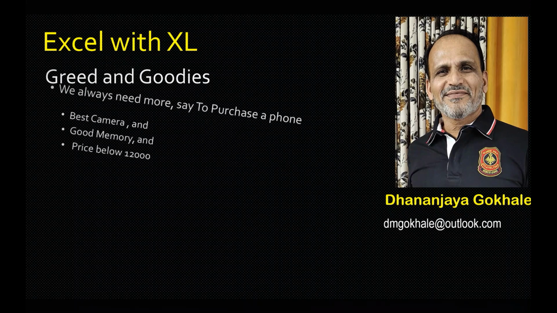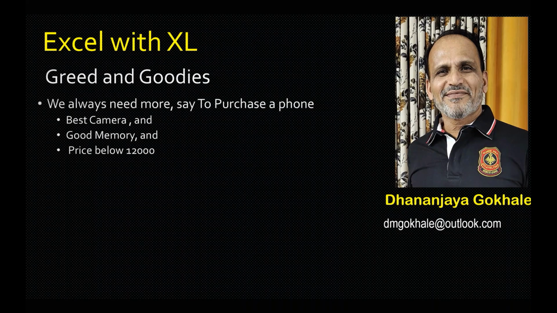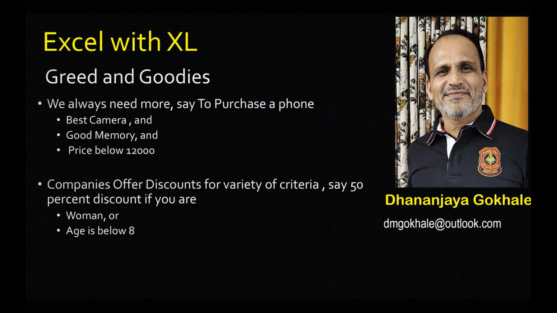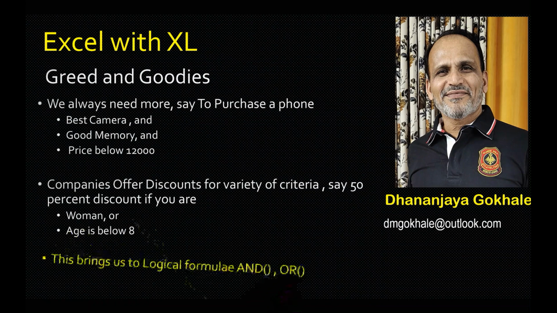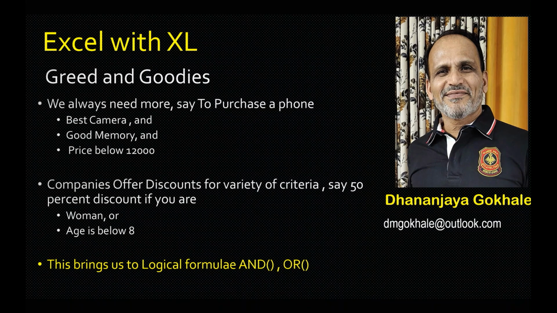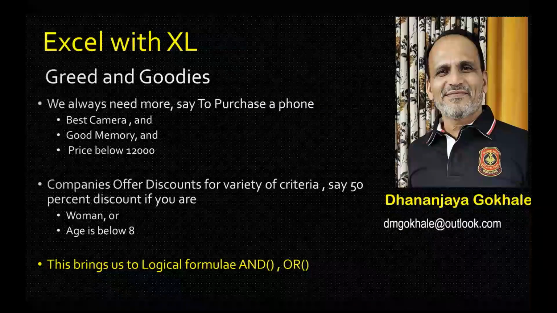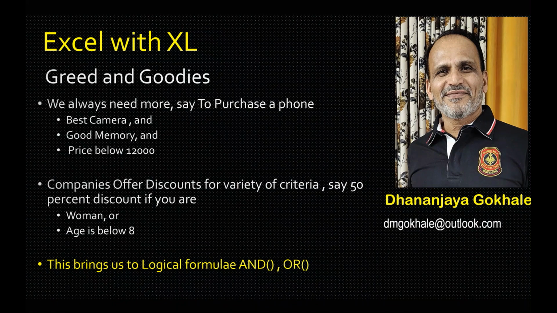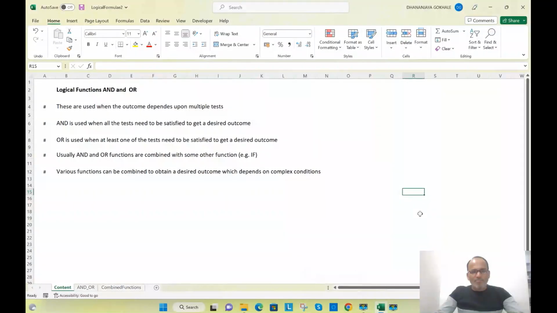We always want more. I will buy a mobile if it has the best camera, excellent memory, and is cheap. Likewise, companies want to enhance sales by attracting various categories, say women or children or even senior citizens. To make decisions in such a scenario, Excel provides an OR formula. Let us take a look.